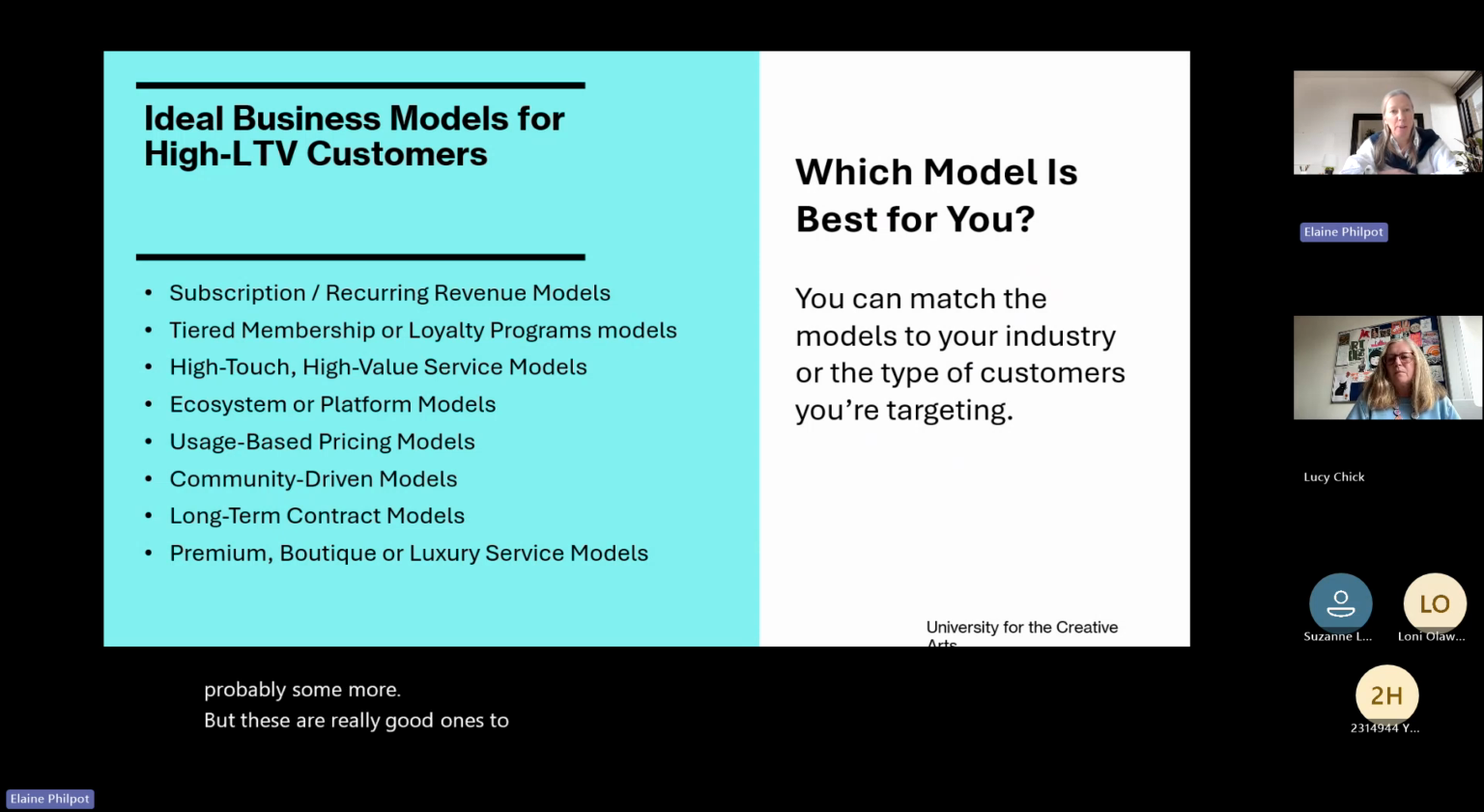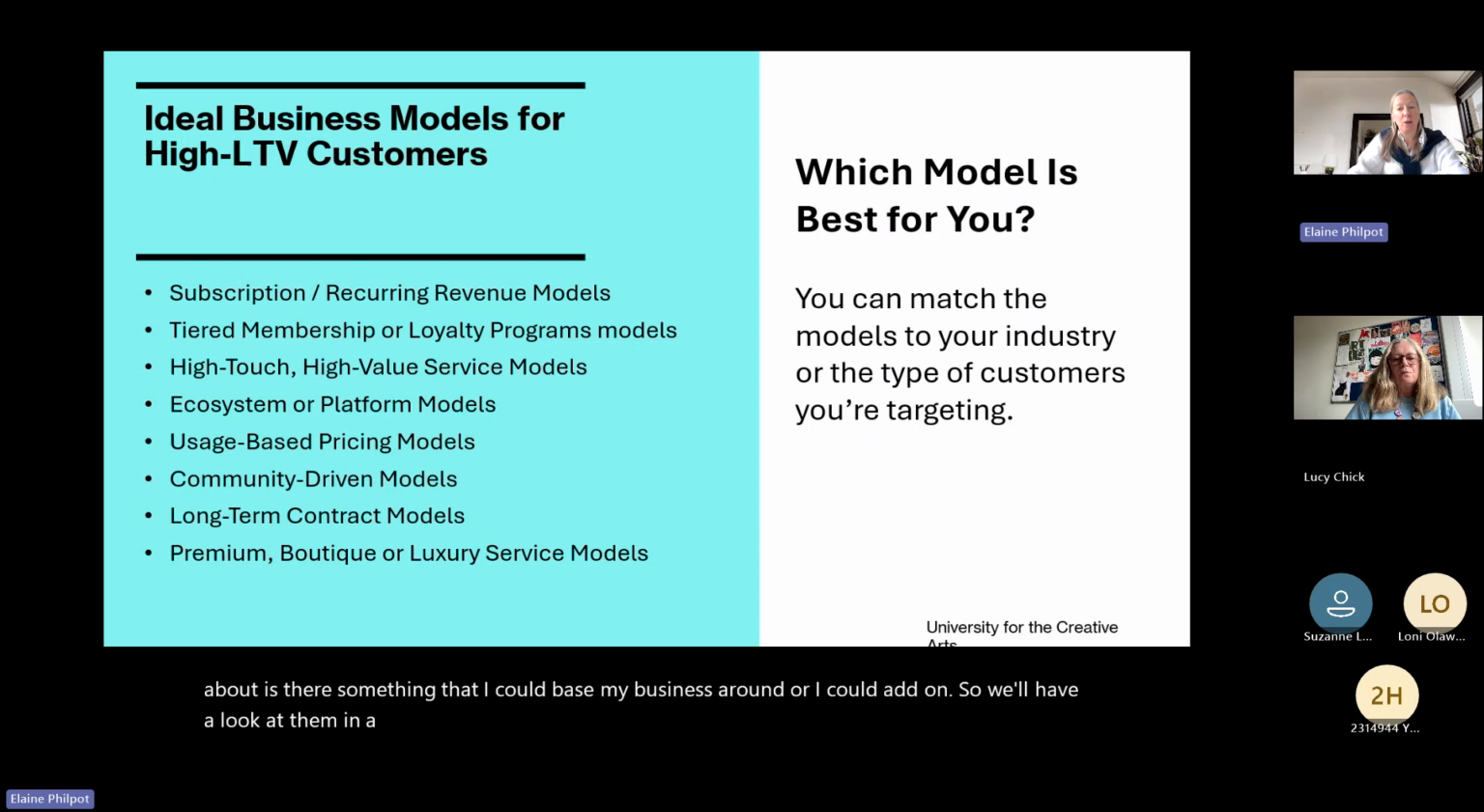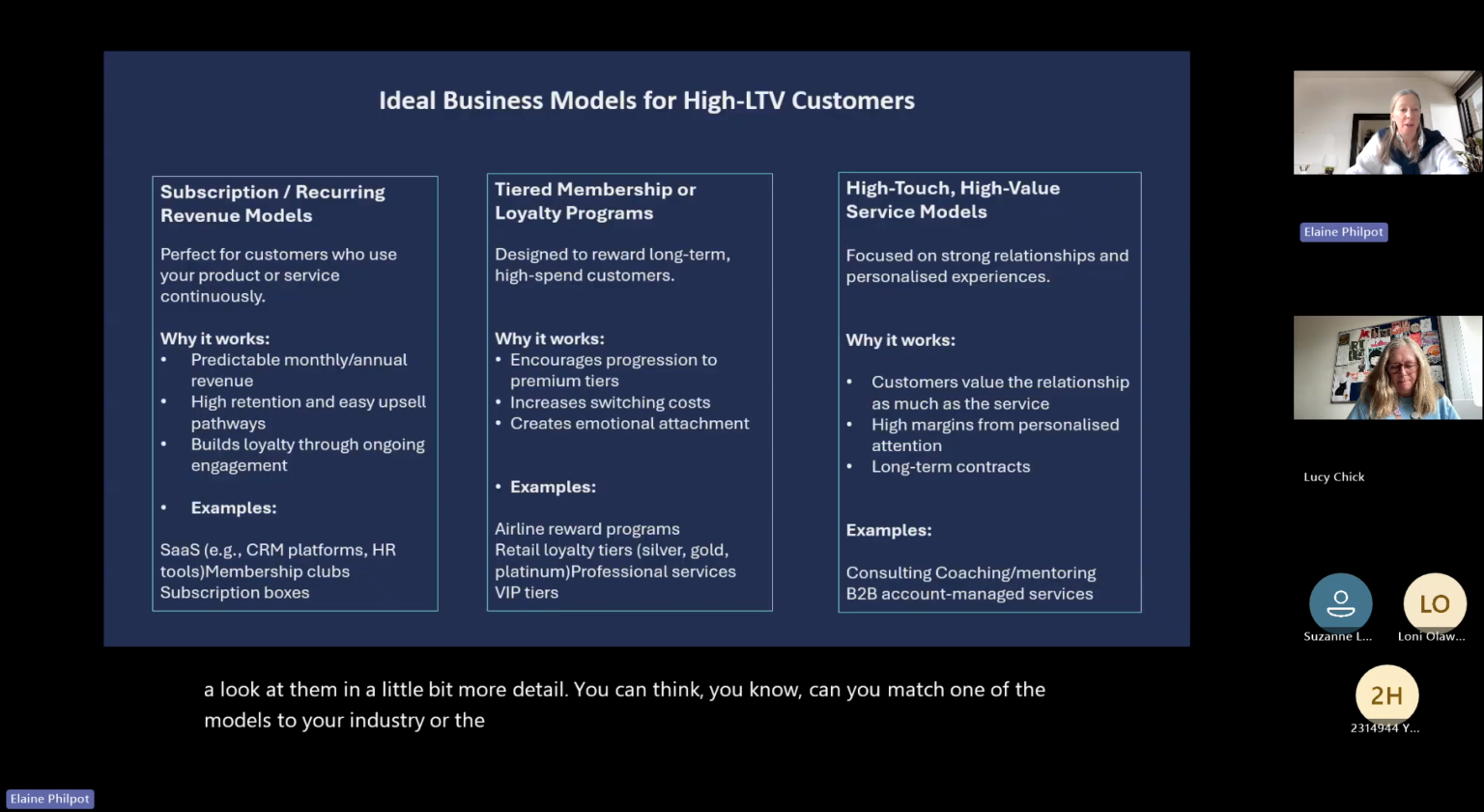Some may be relevant to you in the area that you're working in. Some won't. But I think they're quite inspiring to give you ideas and think about, is there something that I could base my business around, or I could add on? So we'll have a look at them in a little bit more detail. You can think, can you match one of the models to your industry or the types of customers that you're targeting? So let's have a look at them in a bit more detail.